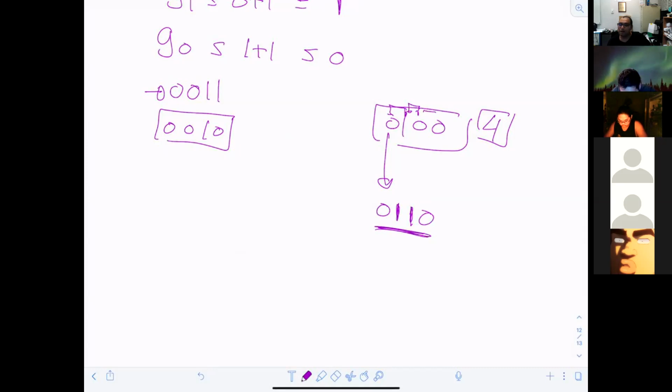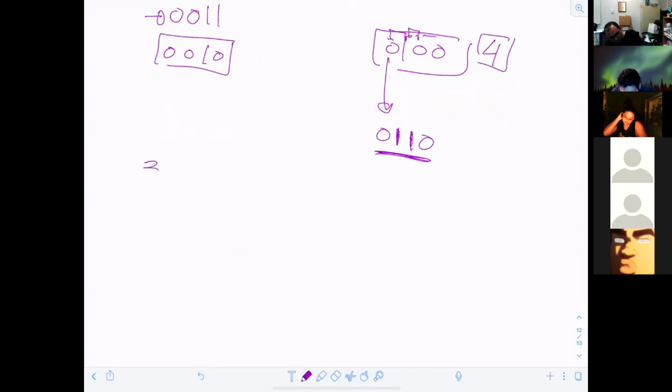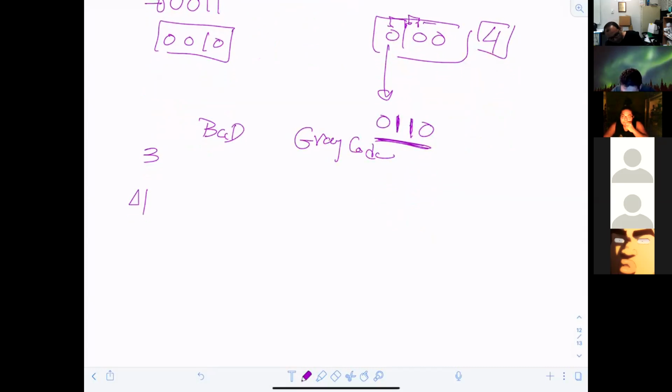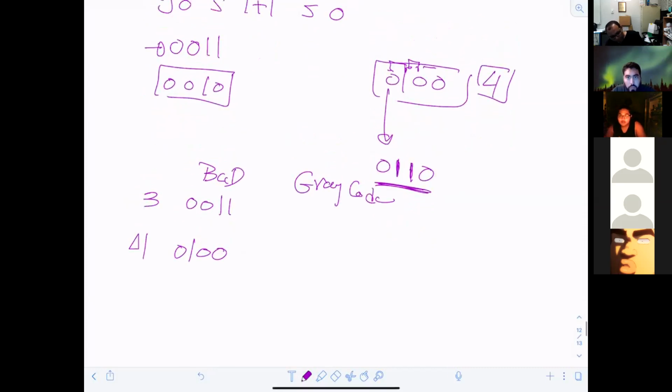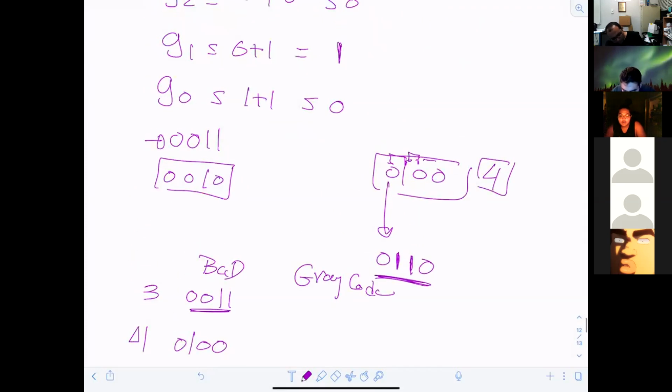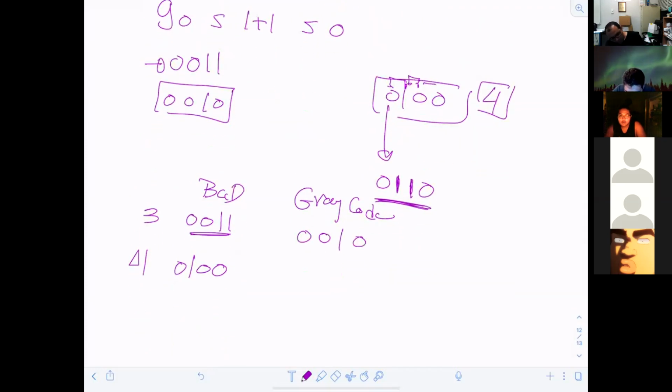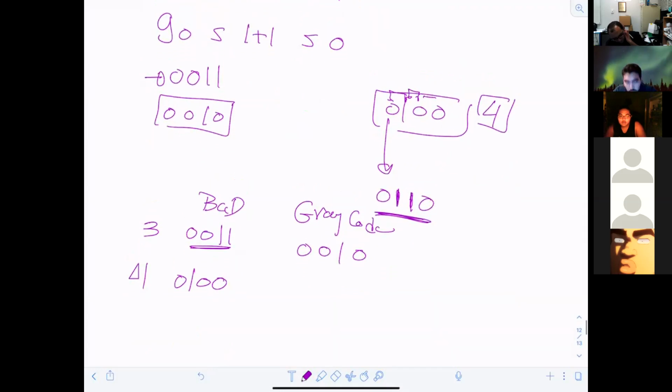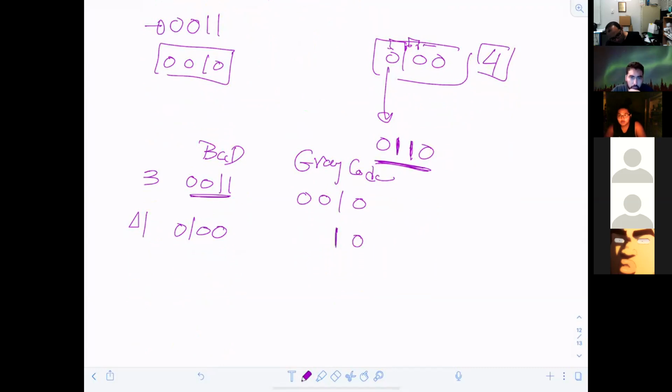So look, it's going to be 0110, right? So if I put them together, 3 and 4, BCD and then Gray code. Here is basically 1100. Here is 0010, right? The Gray code of 3, we found, is going to be 0100. The Gray code of 4 is going to be 0110. Have you noticed something? Changed only by 1 bit.